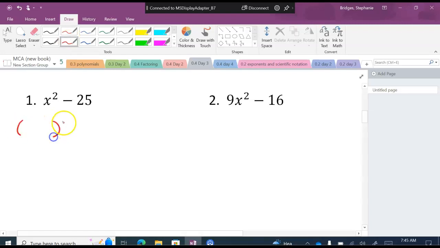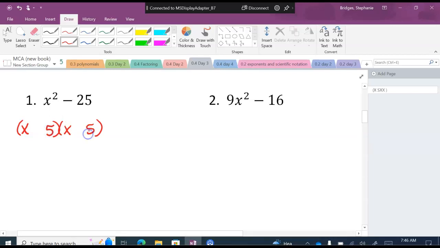Again, I'm just going to set up my two parentheses. I want to take the square root of the first term. What is the square root of x squared? How do you break that down into two equal things? x and x. So that's going to go in the front of both of our parentheses. And then we're going to take the square root of the second term. What's the square root of 25? If you're not sure, this list helps. Find 25, go over to your root. That tells you what the square root is. The square root of 25 is 5.